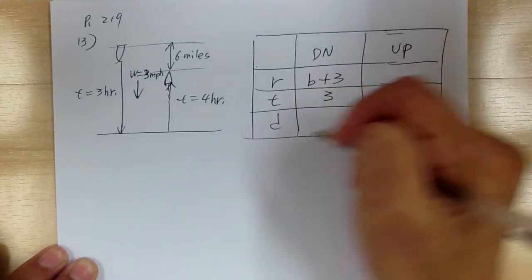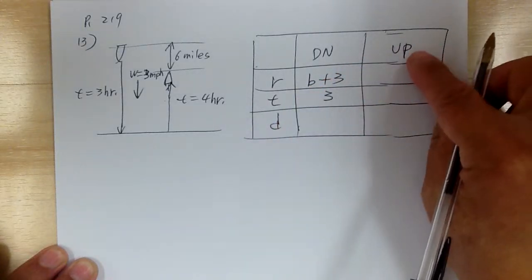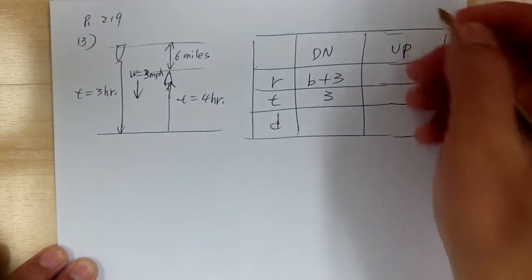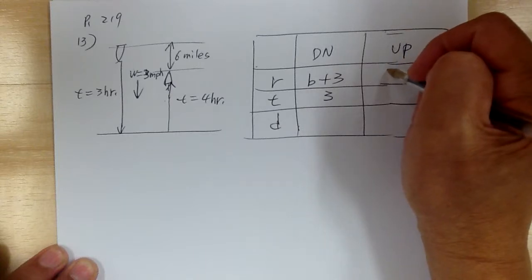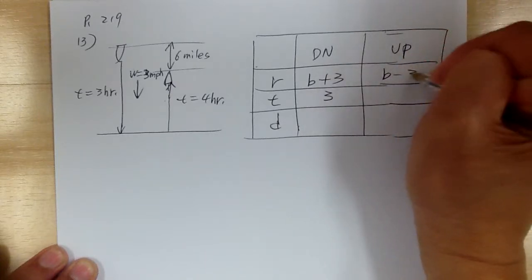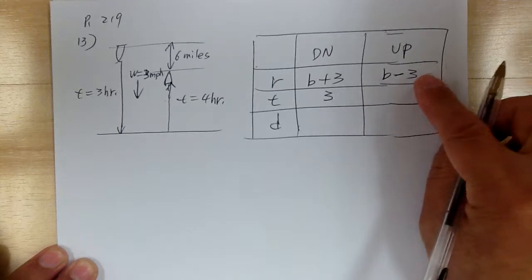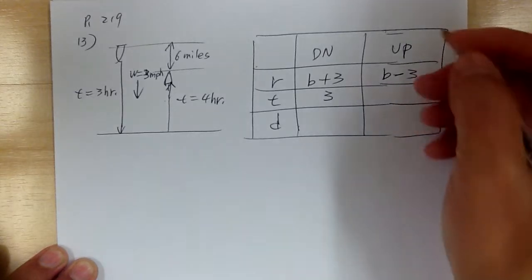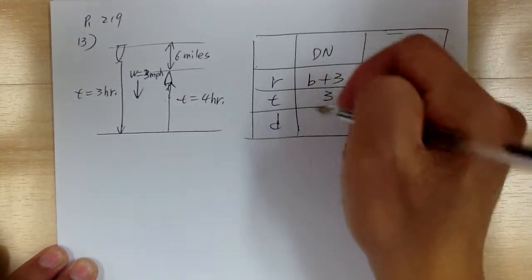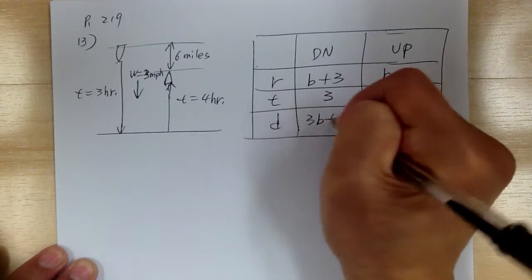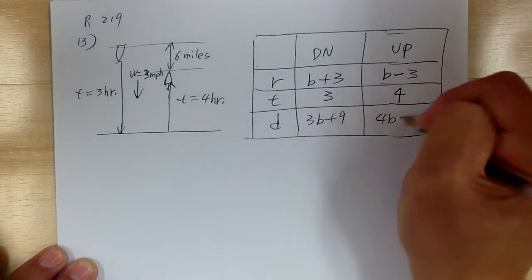The time is 3. And when it's going up, the speed would be b minus 3. It would be the speed of the boat minus the water. Water is going to push it back. And the time is 4. So now you multiply, so you got 3b plus 9. You got 4b minus 12.